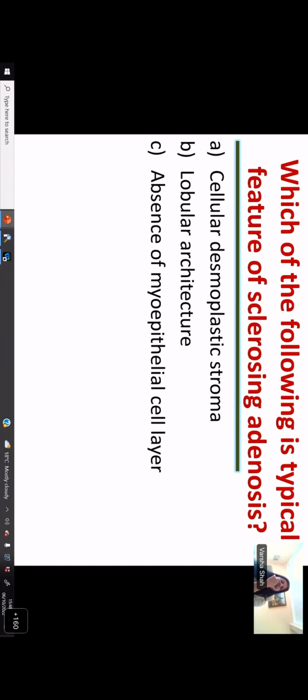Okay, so that's a quiz question for you. Which of the following is a typical feature of sclerosing adenosis? Cellular desmoplastic stroma, lobular architecture, absence of myoepithelial cell layer.